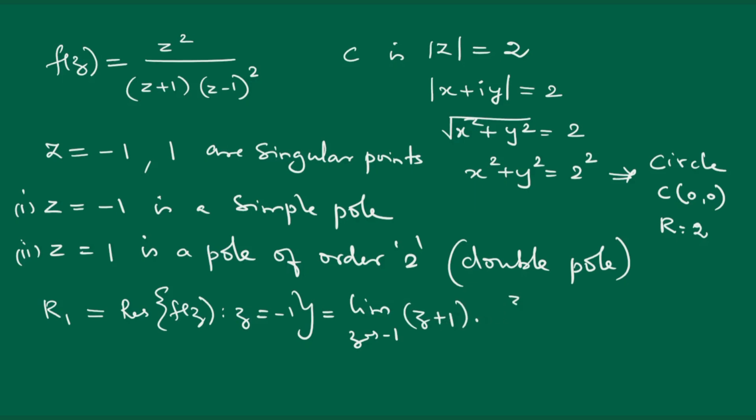f of z is z square by (z plus 1) into (z minus 1) whole square. So this and this get cancelled. Now applying the limit, z tends to minus 1: minus 1 whole square is plus 1, divided by (minus 1 minus 1), which is minus 2, the whole square. So it will be 1 by 4. Clear? So this is R1. Next we have to find the residue for z equal to 1, which we can consider to be R2.